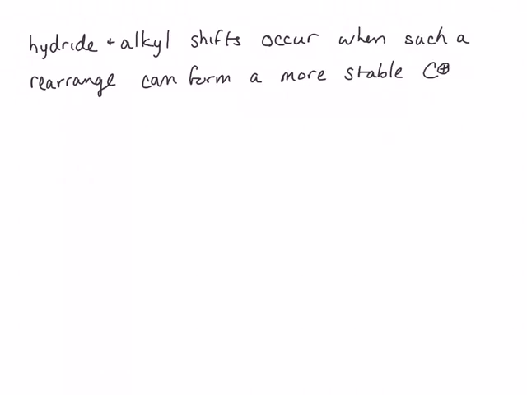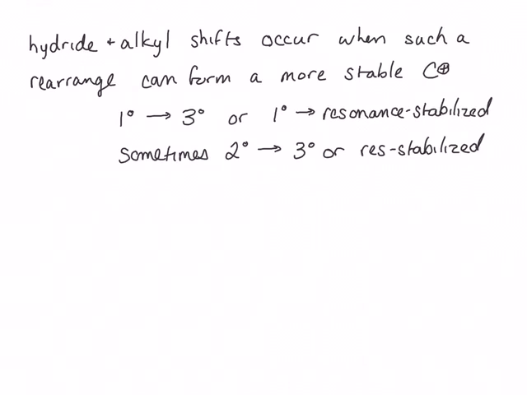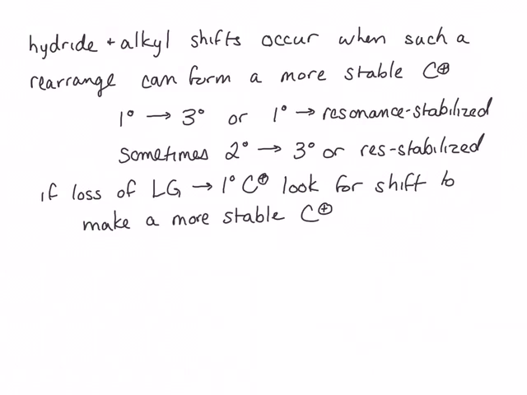Typically, this involves a primary carbocation being rearranged to form a tertiary carbocation or a resonance-stabilized carbocation. Occasionally, we will see a secondary carbocation rearrange, but this only occurs in special cases. You should consider that a rearrangement could occur if loss of the leaving group would form a primary carbocation. Use this strategy when you're asked to predict the products of an SN1 reaction.